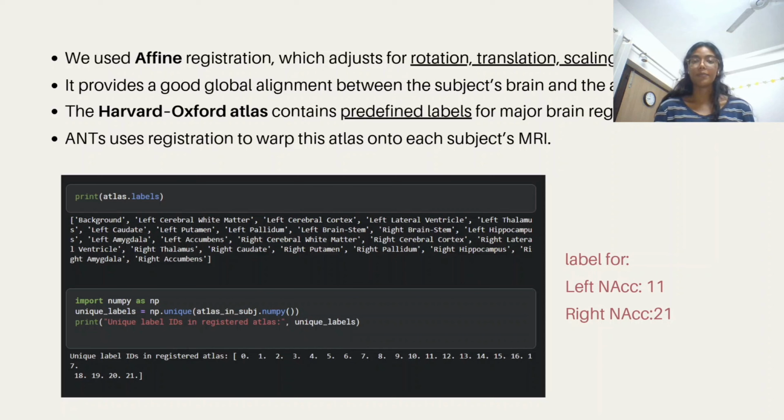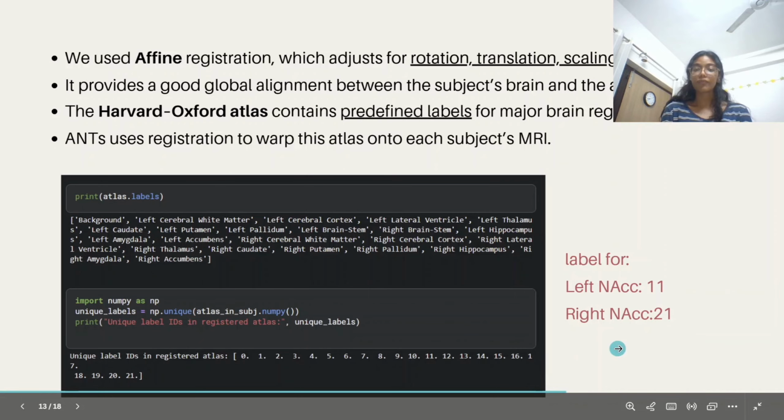So for our project, we want to focus on the left NACC and the right NACC, and we do that by taking the index 11 and 21. I have done this manually.